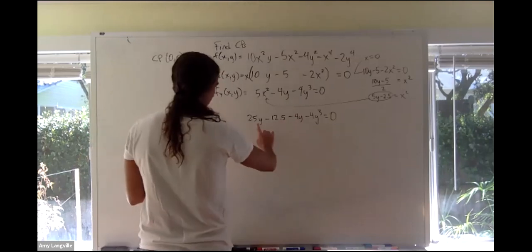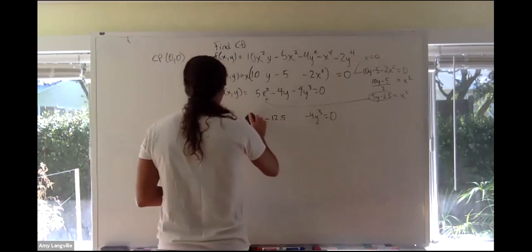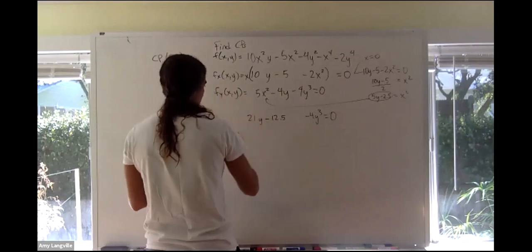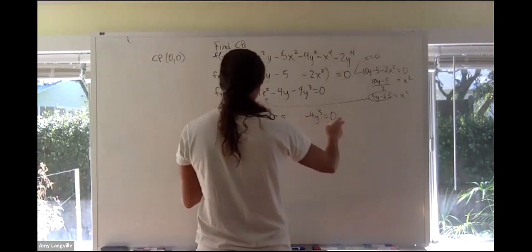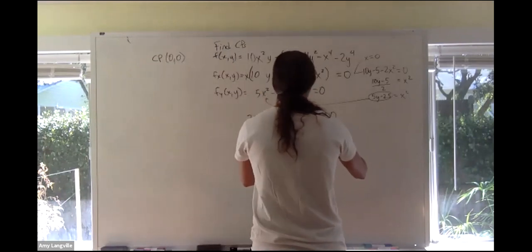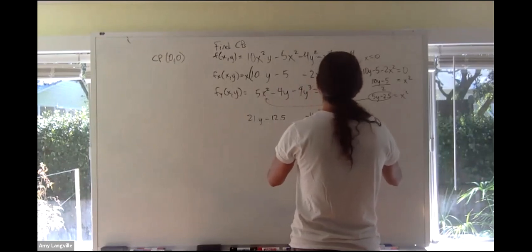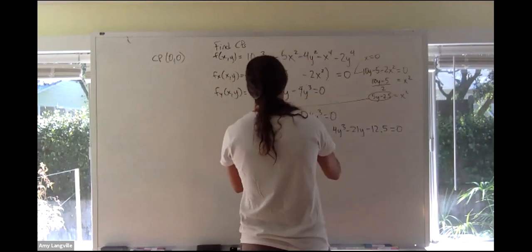Let's see, I can clean up. I'll really just have 21 y's, right? And then I just like to put the cubes first, so I'd like to write it like this: 4y cubed minus 21y minus 12.5 equals 0. So that is a cubic equation.